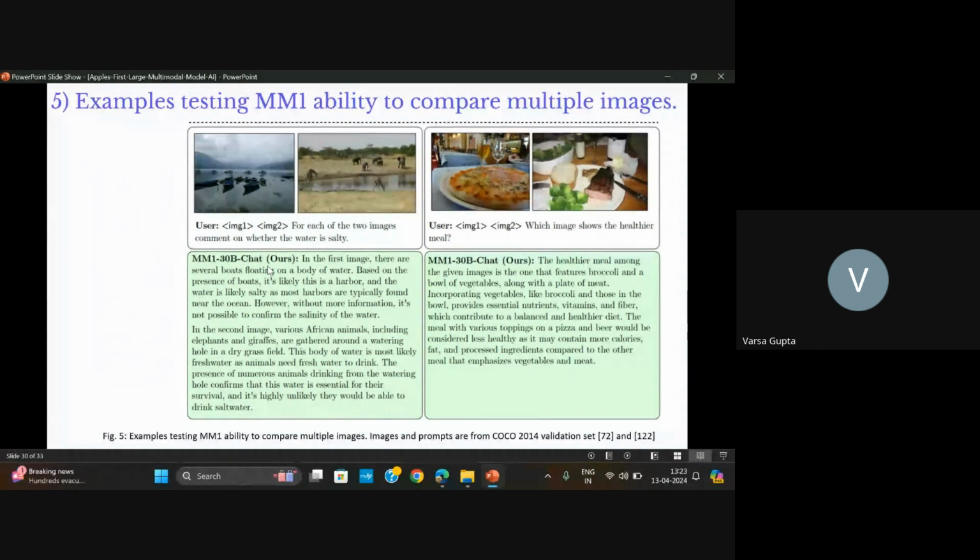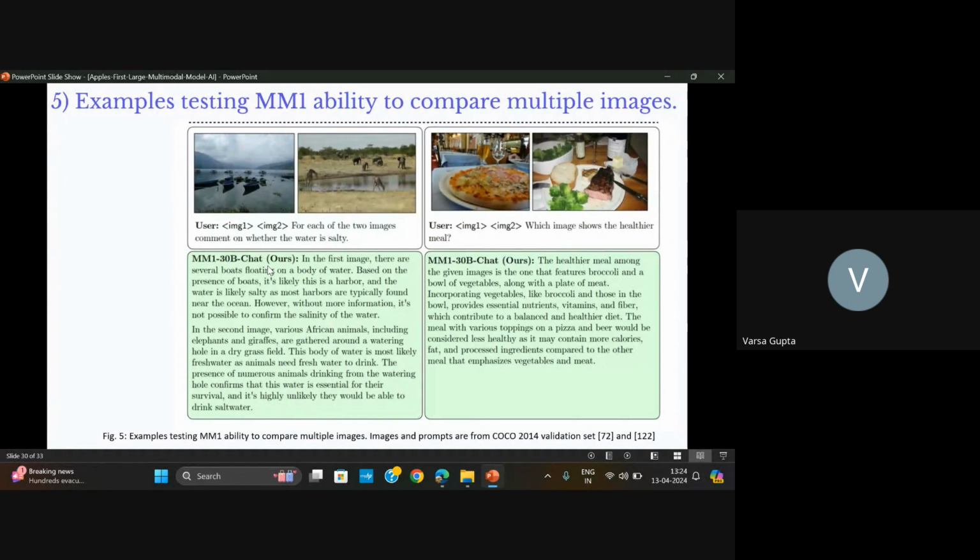The model responds that in the first image there are several boats floating on the body of water. Based on the presence of the boats, this is a harbor, and the water is likely to be salty. However, in the second image, various African animals including elephants and giraffes are gathering and drinking water. So the water is most likely fresh water, as animals need fresh water to drink.